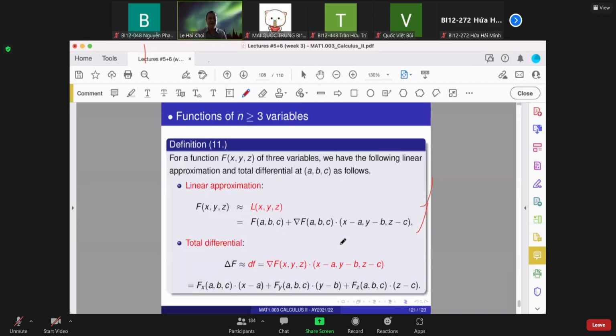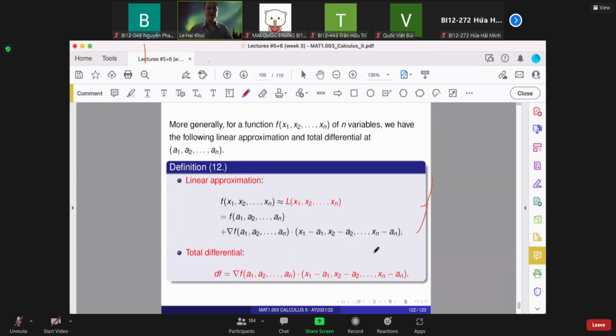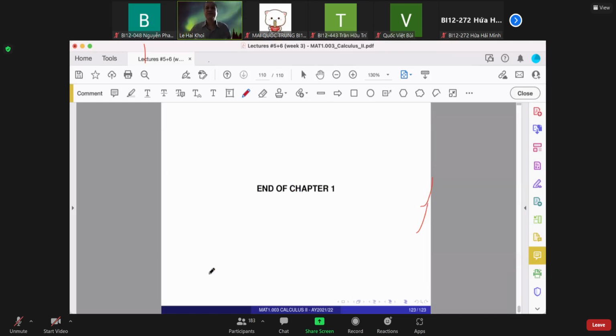Okay? How about 3 variables or more? Exactly the same. You have linear approximation. You have total differentiation. So total differentiation is the gradient vector multiplied by that. And for n variables, you have the same: linear approximation and total differentiation for n variables. And this is done for chapter 1.